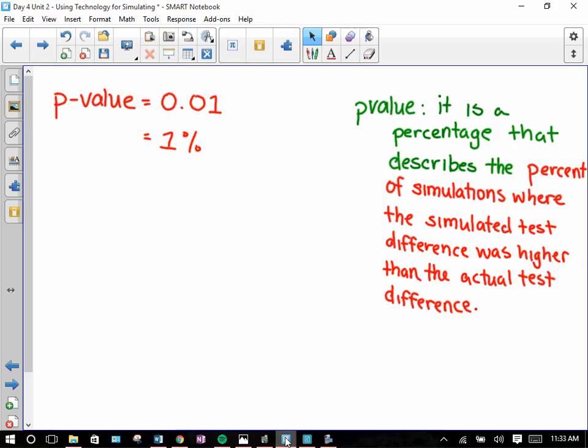All right. So it says interpret the value. It tells us that our p-value is 0.01, which is 1%. So it is a percentage. All right? So how do we interpret this?